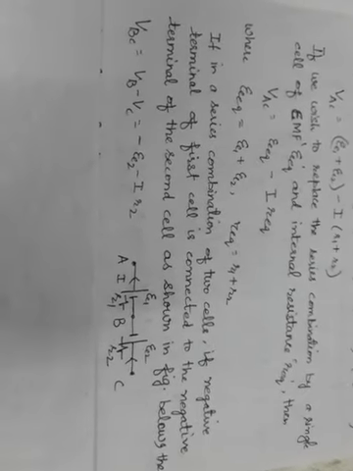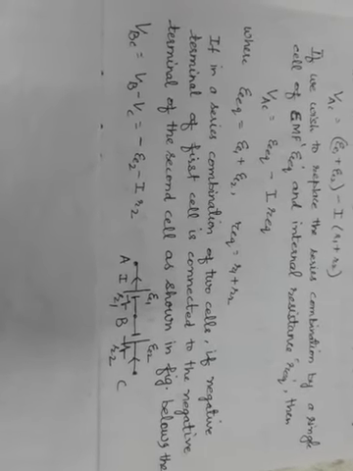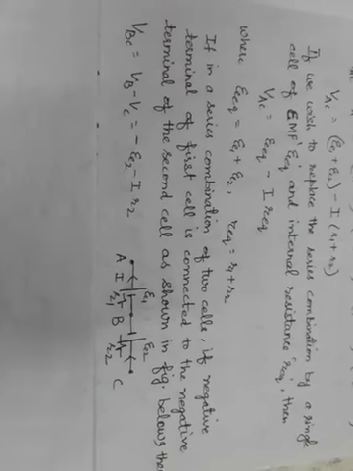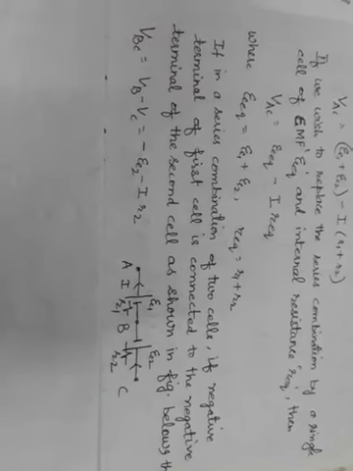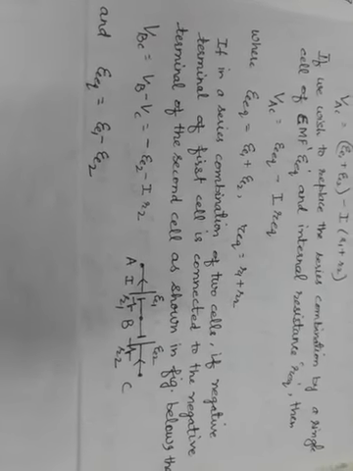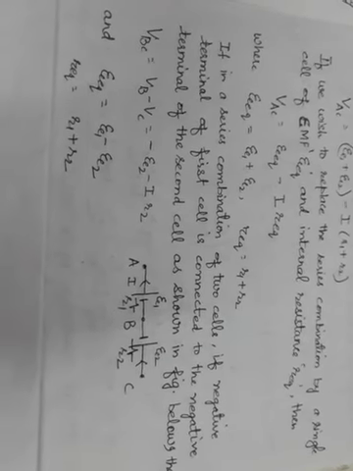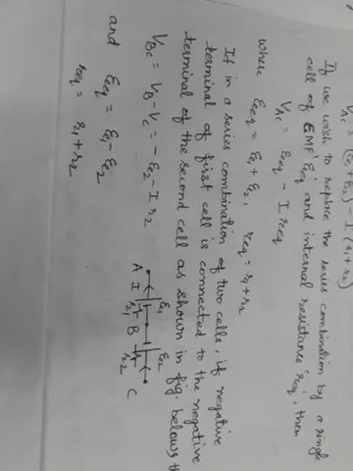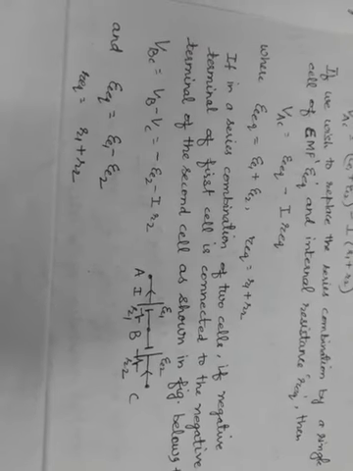So for n cells, first I'll discuss another case. If we connect the negative terminal of the first cell to the negative terminal of the other cell, then VBC will become equal to minus E2 minus IR2, and E equivalent will become E1 minus E2, whereas R equivalent will remain the same. Questions have been asked on this concept, that's why I have specially mentioned it. Now the above result of equivalent EMF can be generalized for n cells.